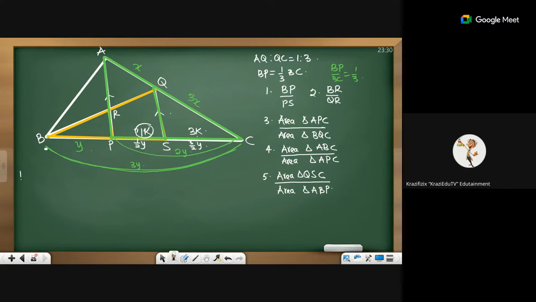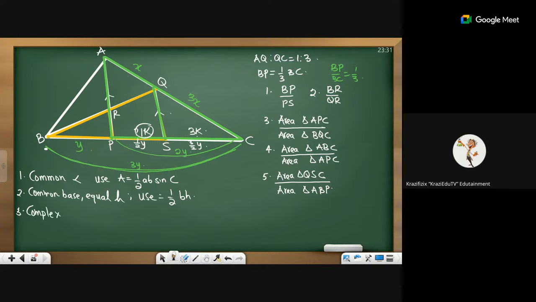Number one, please take note. When you have a common angle, use area equals half AB sine C. Number two, when you have a common base and equal heights, you have base times height.